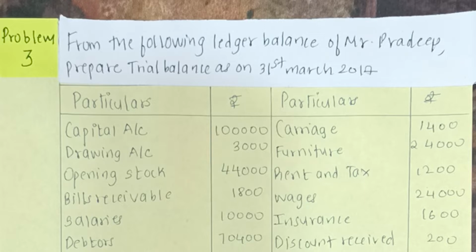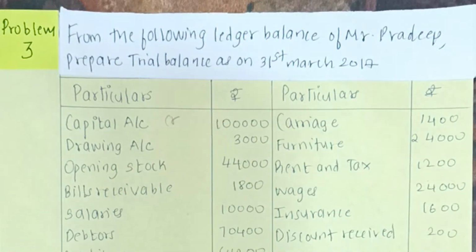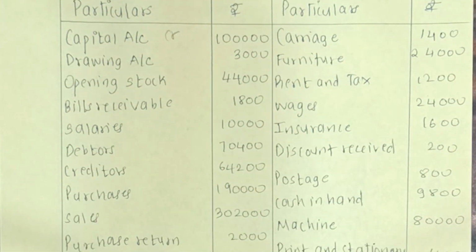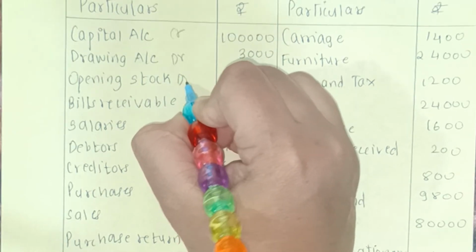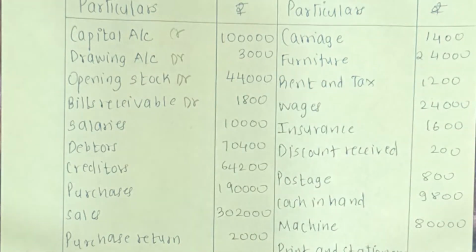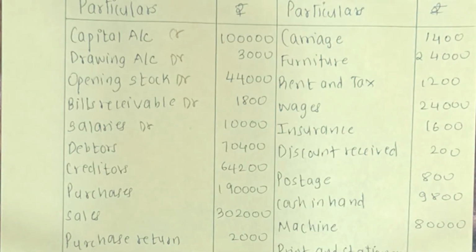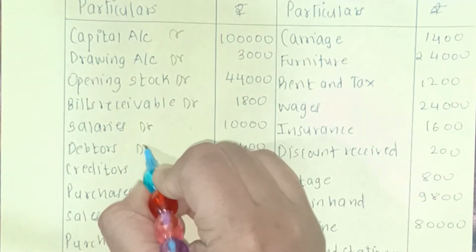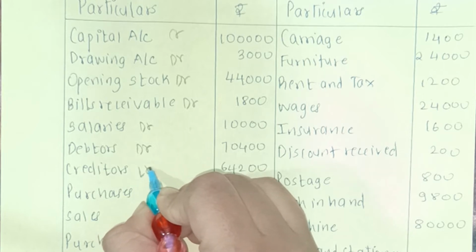So let's start. We know that capital is a liability, therefore it will be on the credit side. Okay, then we have drawings. Drawings is an expense, debit side. Opening stock is an asset, debit side. Bills receivable again is an asset, so debit side. Then we have salary. Salary is an expense, so debit side. Debtors, asset, debit side. Creditors is a liability, so it will be on the credit side.